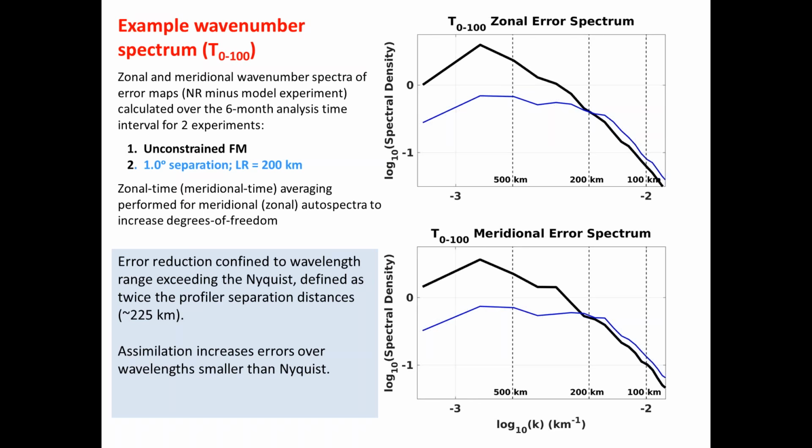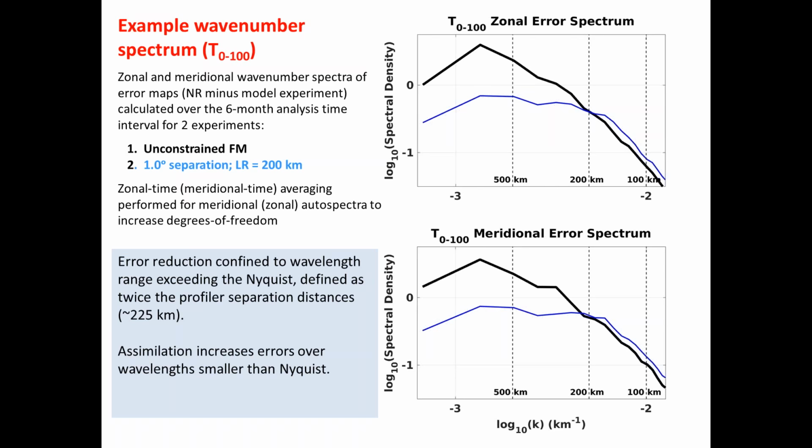The error is defined as, within that 14-degree box, the difference between the experiment and the nature run representing the truth. And obviously, the error spectrum is quite large for the unconstrained model. For the 1-degree separation experiment with a localization radius of 200 kilometers, you obtain the following change in the error. As you can see, with 1-degree separation, you can define a Nyquist wavelength roughly equal to twice the profiler separation, which is 2 degrees or approximately 220 kilometers. The error is reduced at wavelengths larger than that Nyquist value, but some noise is introduced and error is increased at the smaller wavelengths.